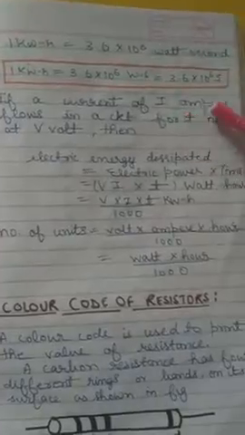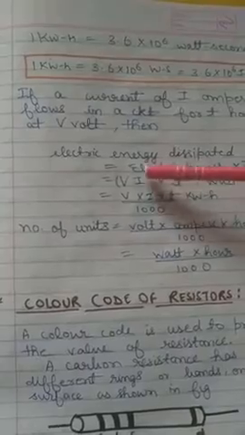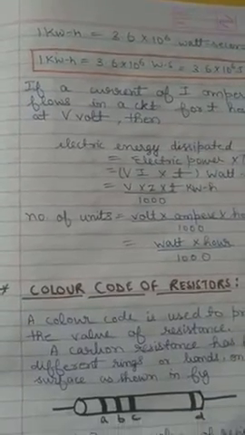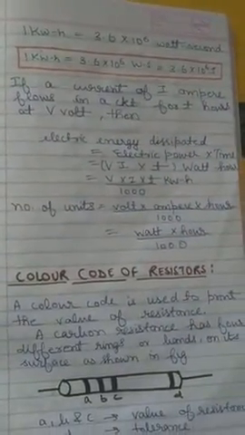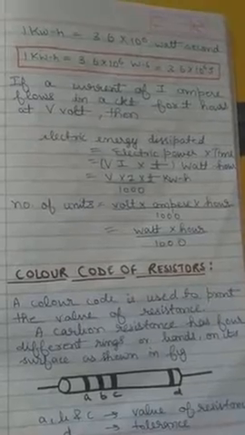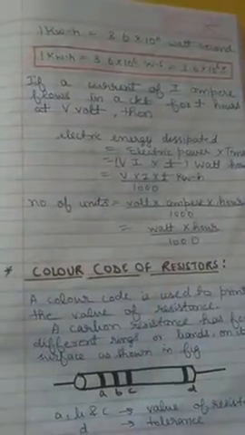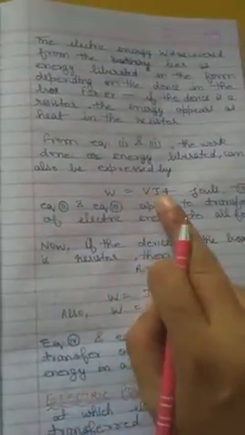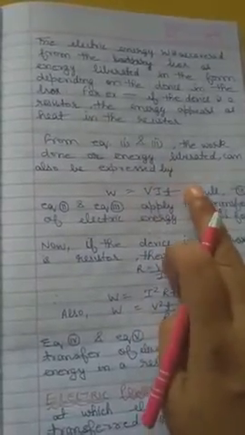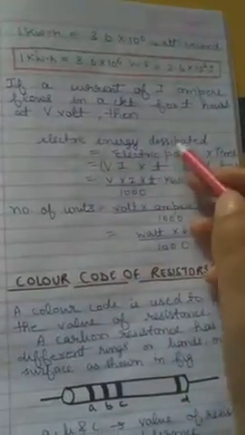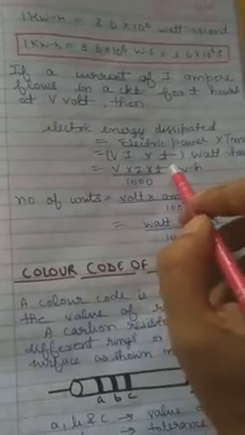Now if a current of I ampere flows in a circuit for T hours at V volt, then the electrical energy dissipated will be equal to electric power into time, that is P into T. In that case electric power is VI, multiplied by T. We had just now seen this electrical energy formula, VI into T. So VI is your power and T is your time, so this will become P into T. So the electrical energy dissipated will be equal to electric power into time, that is VI into T watt hour.